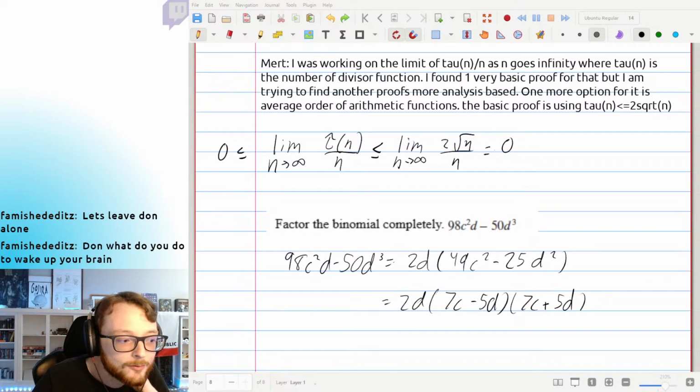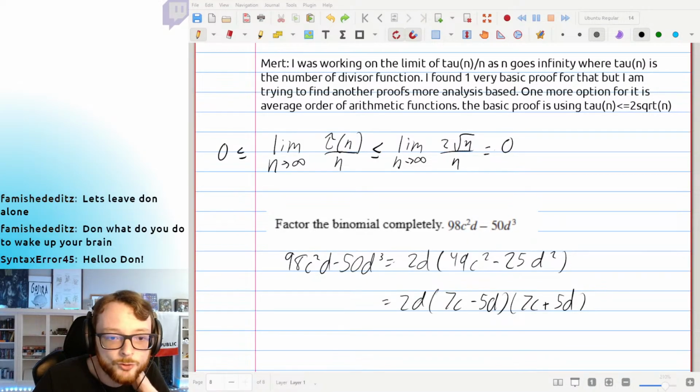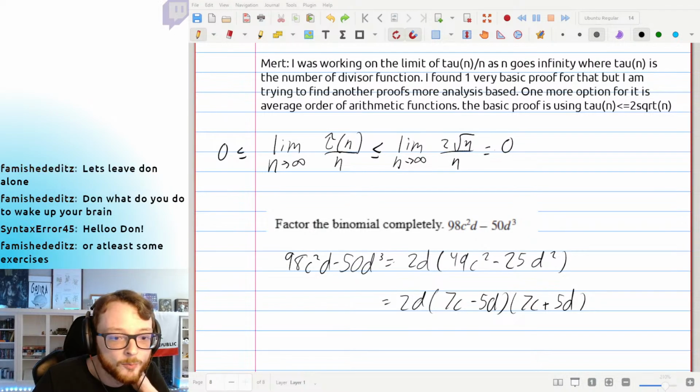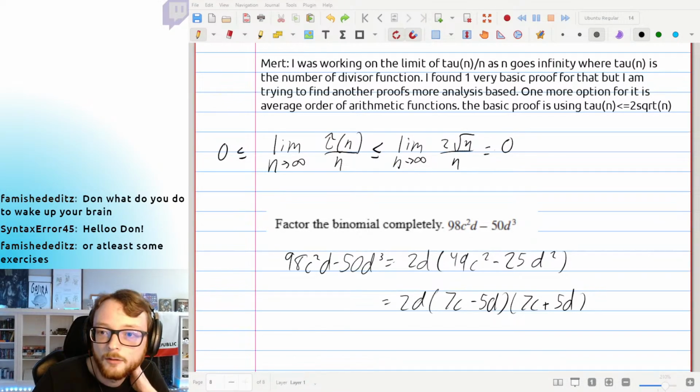Hey, Syntax. So is it okay if I show the PDF? I won't show your email, Mert. But is it okay if I show the PDF on the stream? Okay. Let me get that set up then.